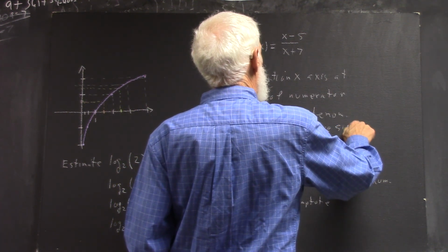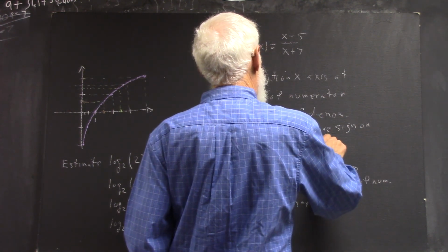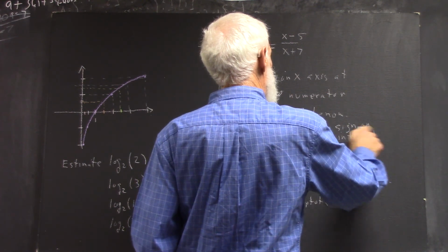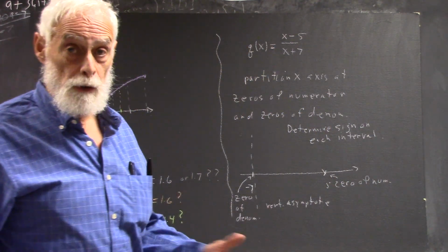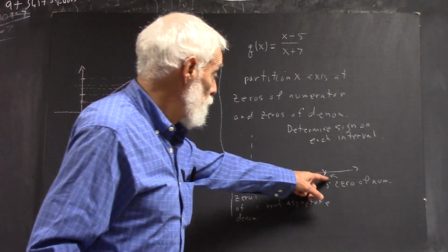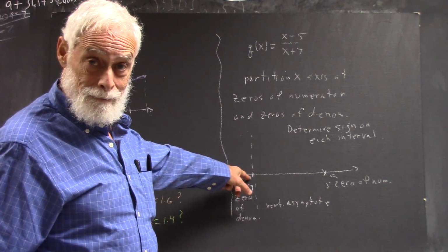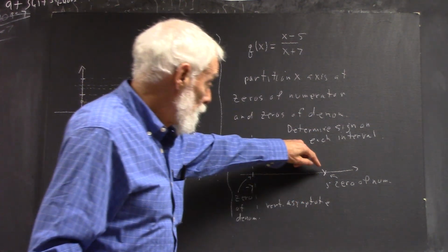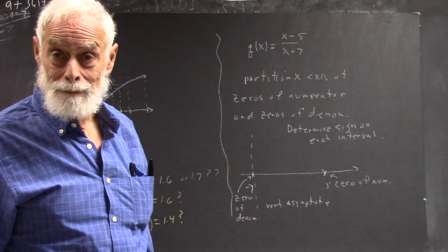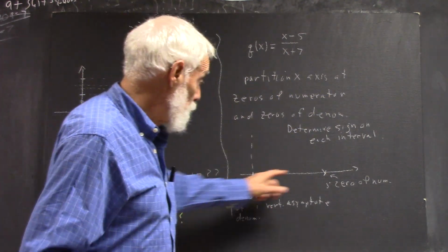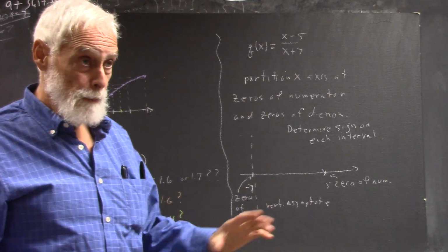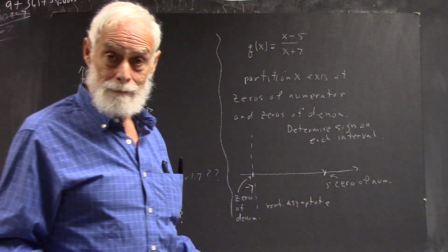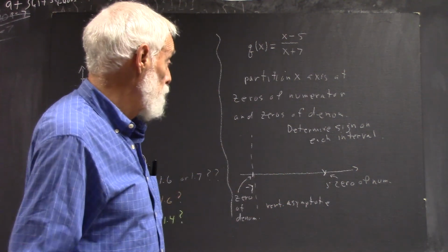Now, you determine the sign on each interval. The sign is going to be the same throughout each interval, because it can only change sign at a zero of the numerator or a zero of the denominator. It can't change sign between here and here because there's no zero of the numerator or denominator. It can't change sign to the right of here, same reason. It can't change sign to the left of here. These are the only zeros, the only places we think it can change sign. So the sign is the same everywhere on each of these intervals. For any interval, the sign doesn't change.